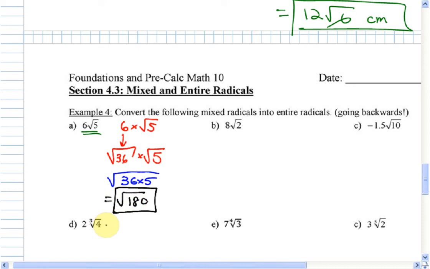All right, let's do B together. 8 root 2. What can you tell me about the number 8? What is that equal to as a square root? 64. I like that. And I've got a root 2. Two square roots, I can put them together underneath one big square root. What's 64 times 2 then? 128. Done.